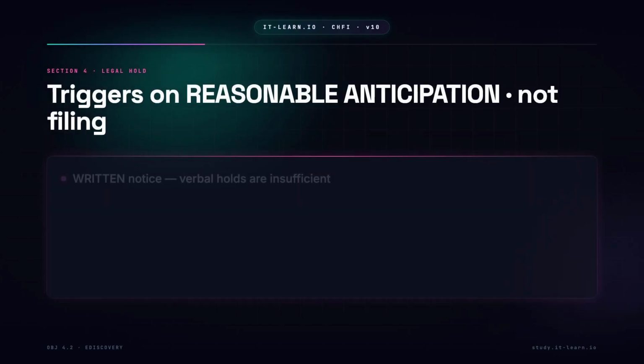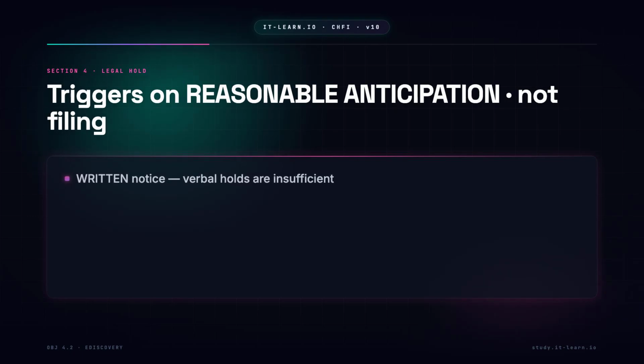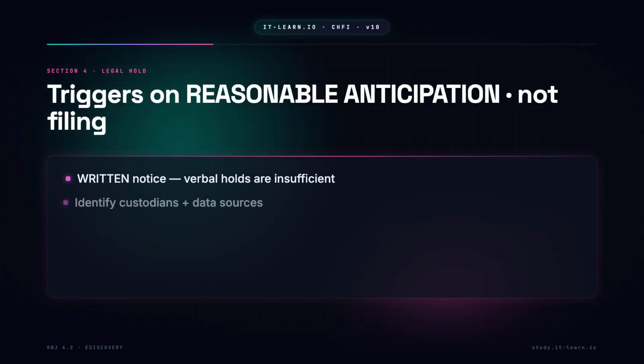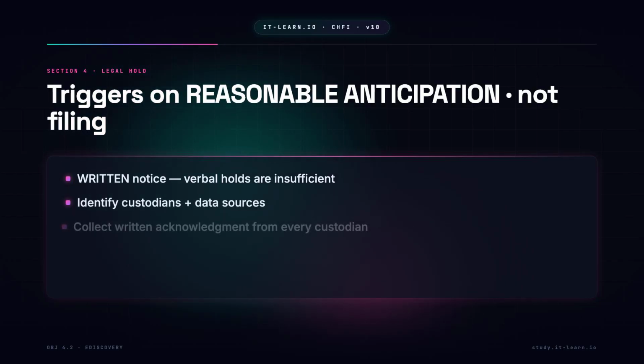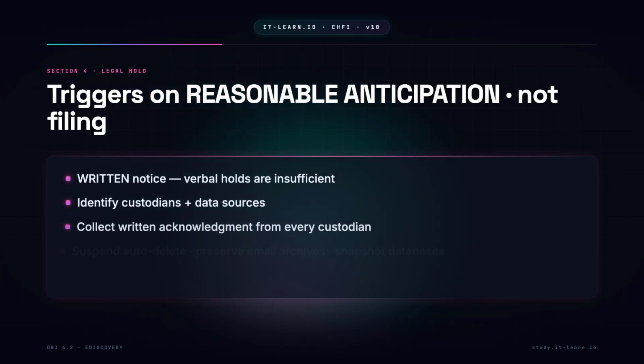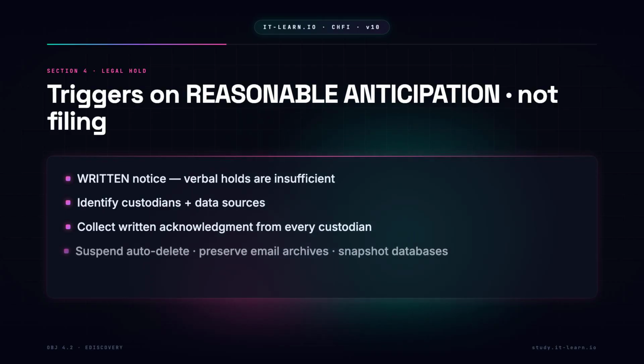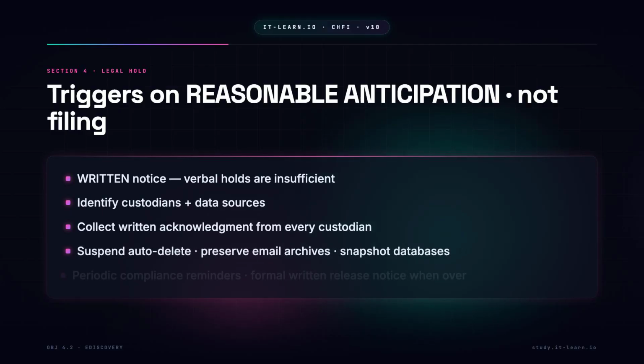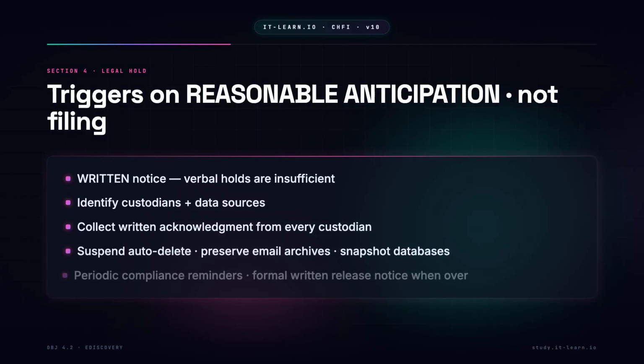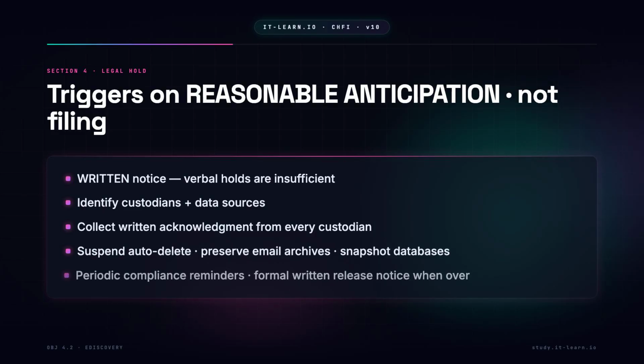Legal hold. The discipline that prevents spoliation. Trigger: litigation threatened, filed, or regulatory inquiry received. Even reasonably anticipated, not just filed. Identification: identify custodians, individuals who have the data, and data sources. Notice: issue a written legal hold notice to custodians, to IT, to records management. Verbal holds are insufficient. Acknowledgment: collect written acknowledgement from every custodian.